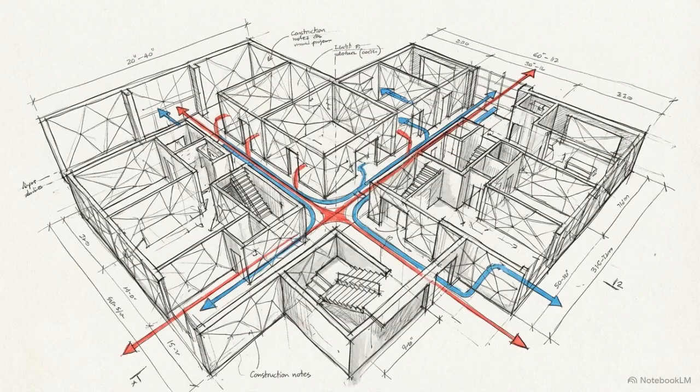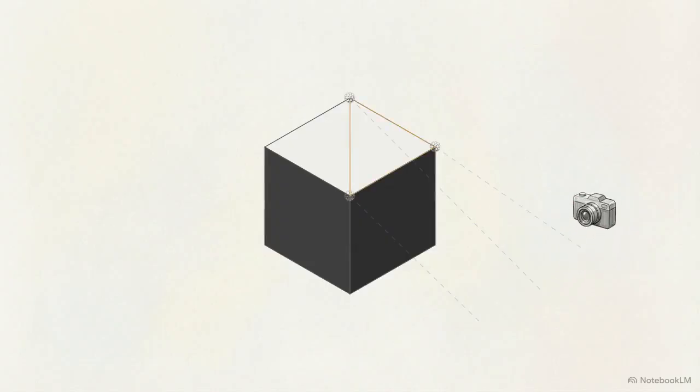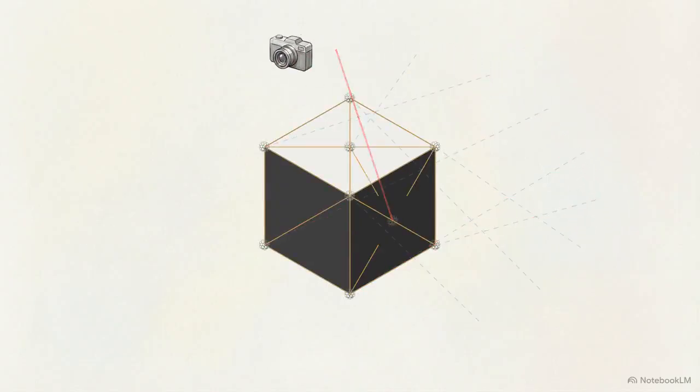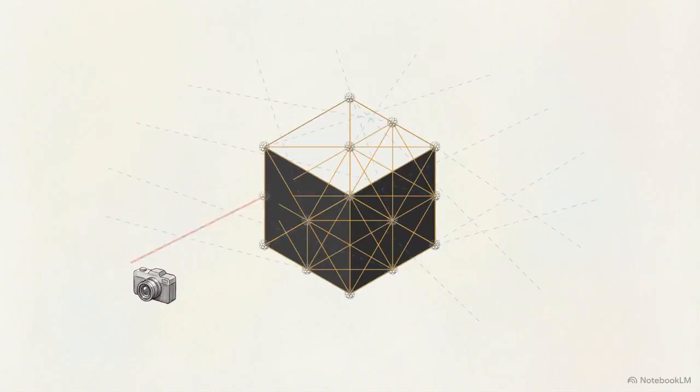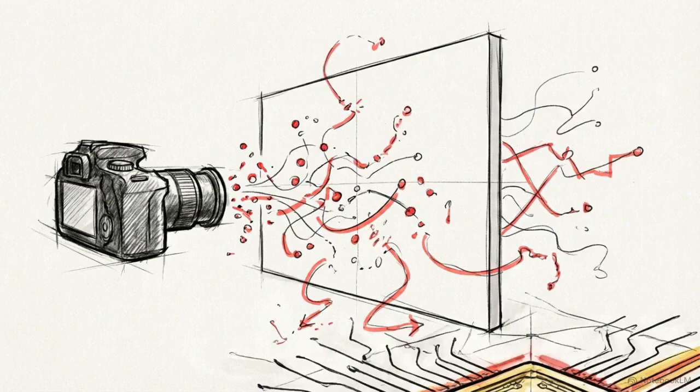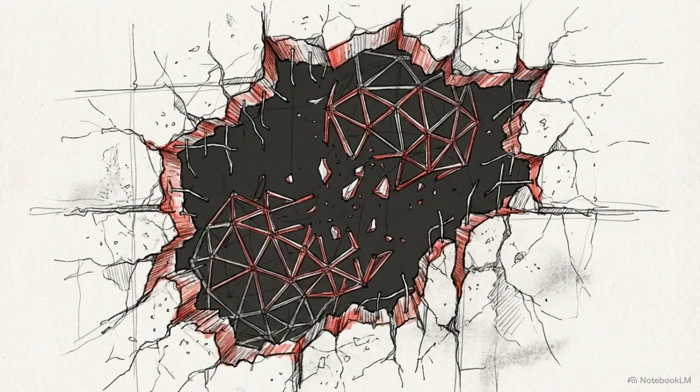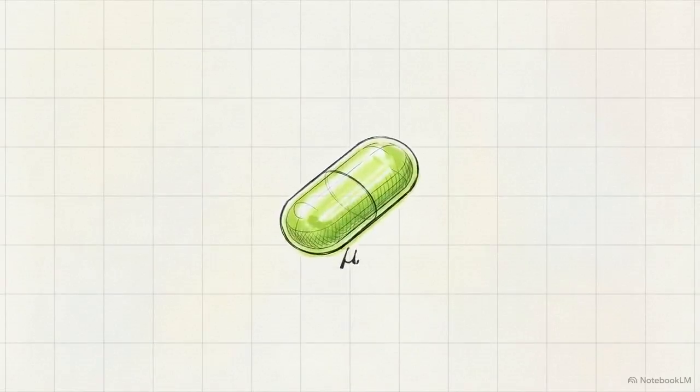The traditional workaround is a technique called structure from motion. It works by analyzing photographs and tracking specific points across multiple angles to build a sparse 3D map. But it has a fatal blind spot. If you point it at a flat, textureless surface like a blank white wall, it loses track of the points and the geometry collapses. 3D Gaussian splatting solves this geometry problem.